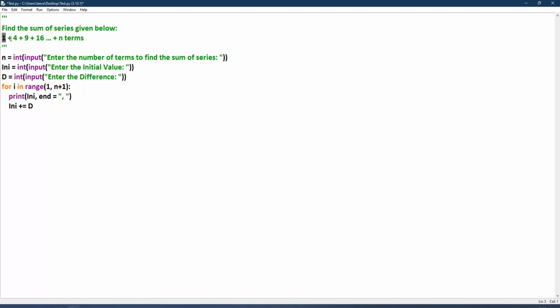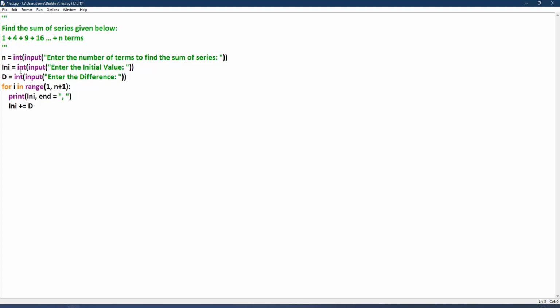Initial value is 1, then 4, then 9, then 16. If you see the common difference, it is not there. So what else can it be? Try this: 1 squared, 2 squared, 3 squared, 4 squared. Then it shall be similar to the first program.